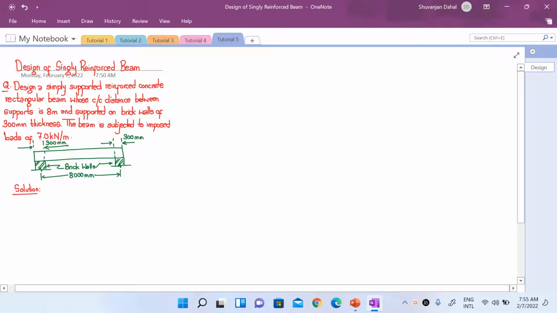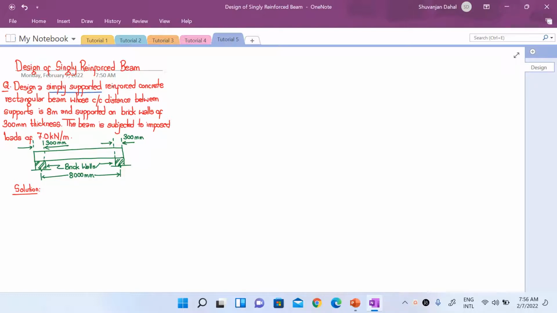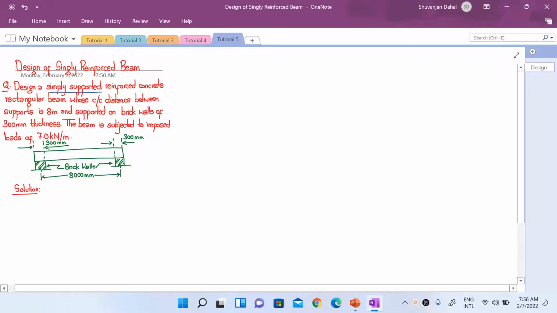Design a simply supported reinforced concrete rectangular beam whose center to center distance between supports is 8 meter and supported on brick walls of 300 mm thickness. The beam is subjected to imposed loads of 7 kN per meter.